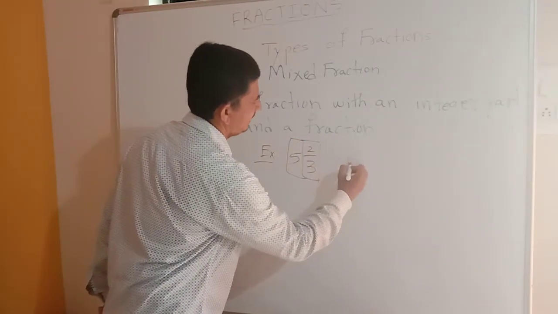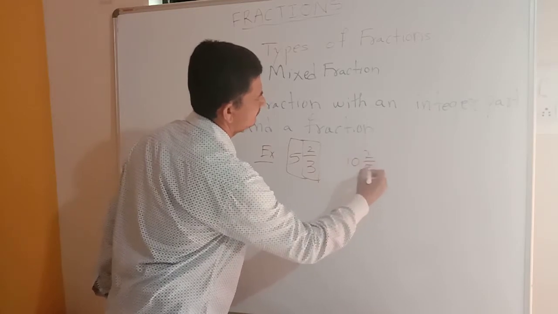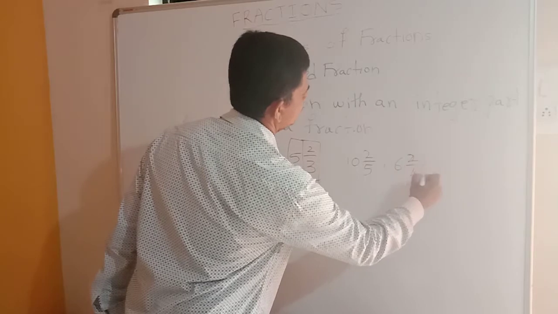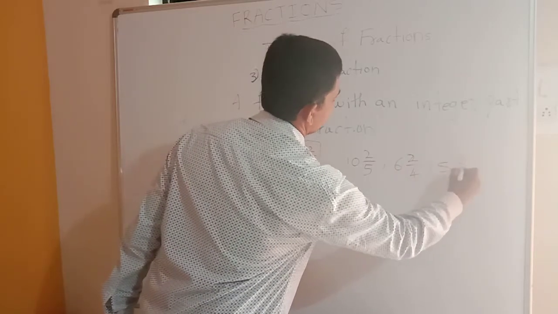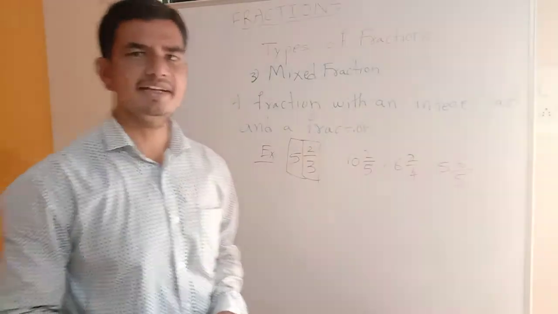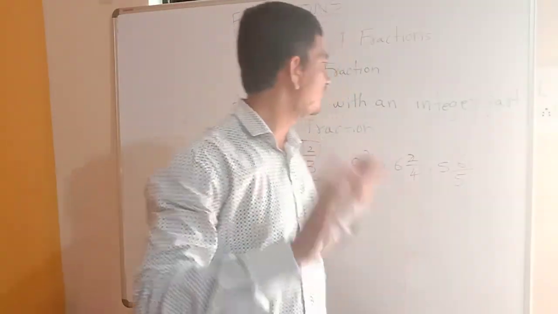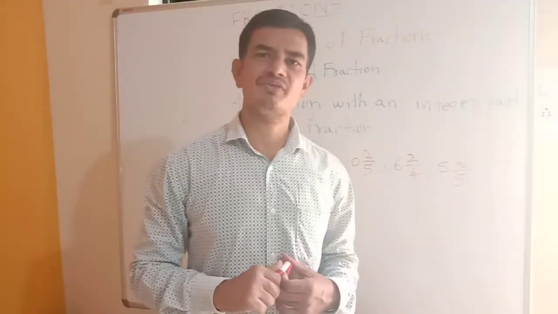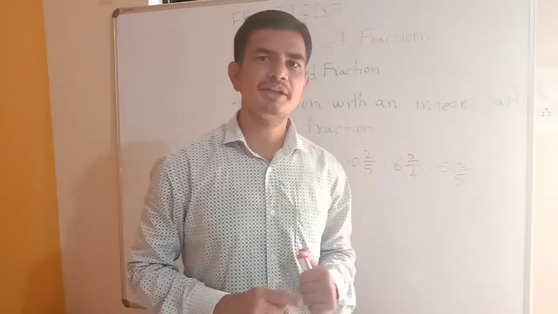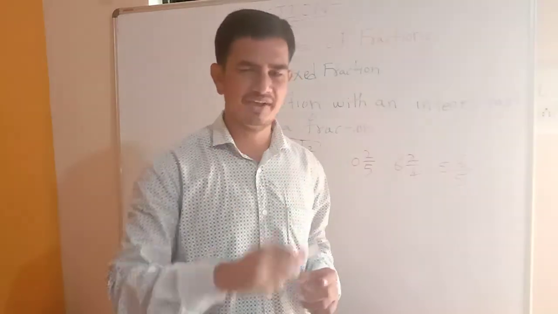So we can say 10 integer 2 by 5, 6 integer 2 by 4, 5 integer 6 by 5. Like this, one fraction and an integer. These numbers are called mixed fractions. So in total there are 3 types: proper fraction, improper fraction, and mixed fraction.